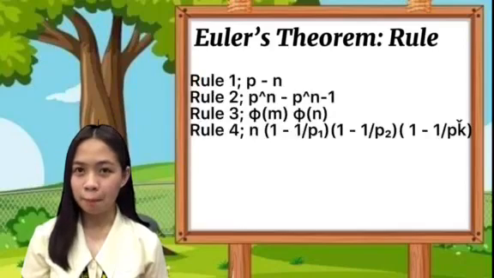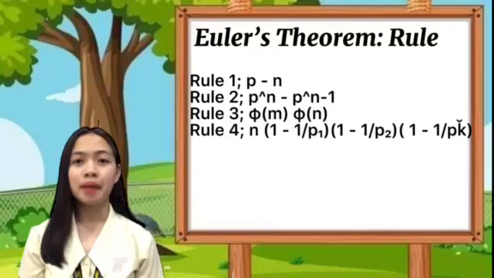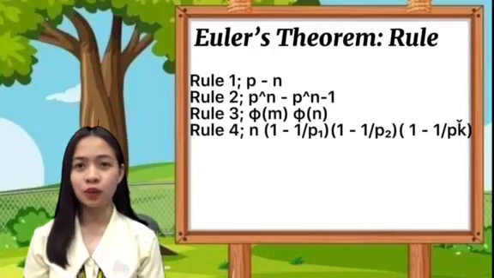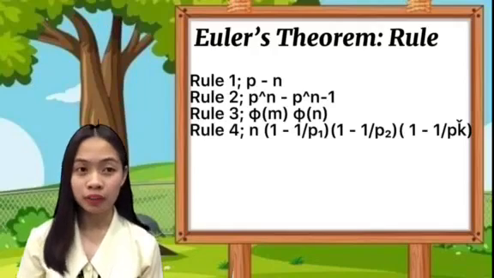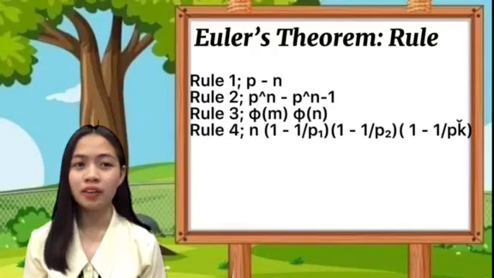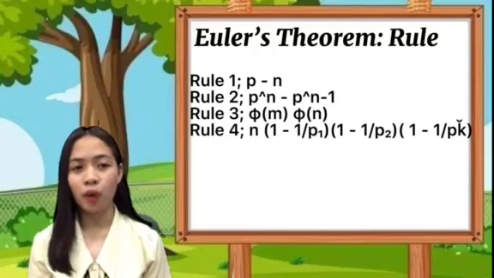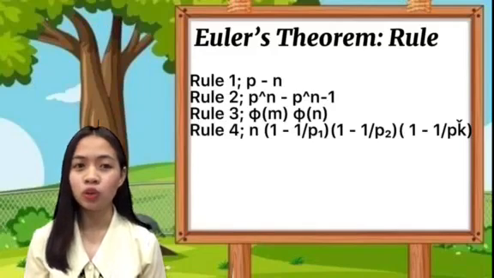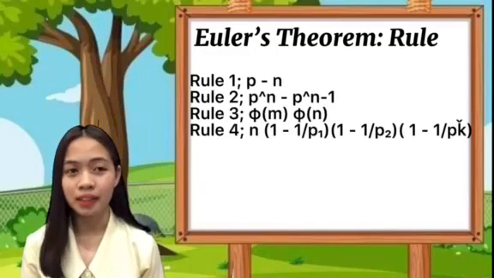Rule number 1, p minus 1 where p is a prime. Rule number 2, p raised to n minus p raised to n minus 1 where p to the n is a prime power. Rule number 3, phi of m multiplied by phi of n. Rule number 4, n multiplied by the quantity of 1 minus 1 over p1, times the quantity of 1 minus 1 over p2, times and so on until the quantity of 1 minus 1 over pk.